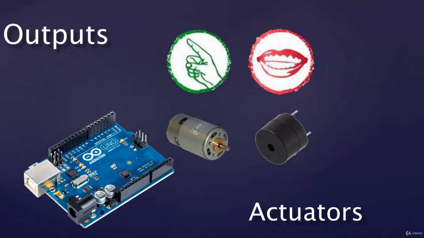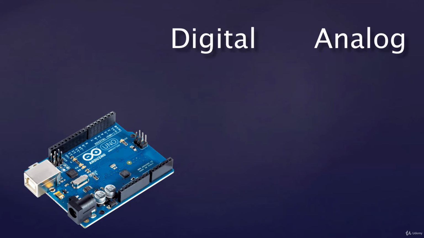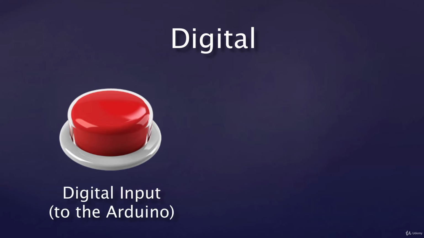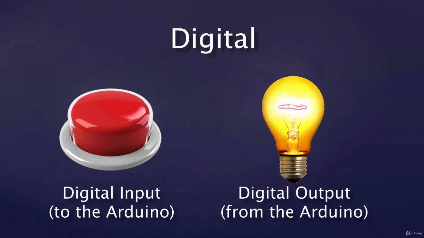For each of these inputs and outputs, there are two types, digital and analog. Digital has two states, either on or off, sometimes referred to as 1 or 0 because it's digital representation. An example of a digital input would be a button. The button is either pressed or not. A digital output would be a light. Again, it's either off or on. So we already know that digital is a discrete value, either on or off.